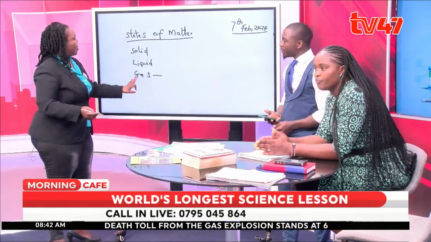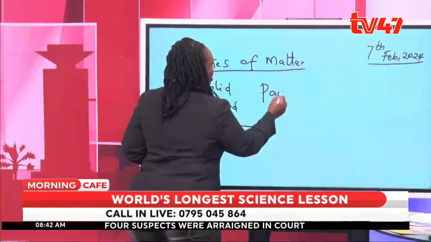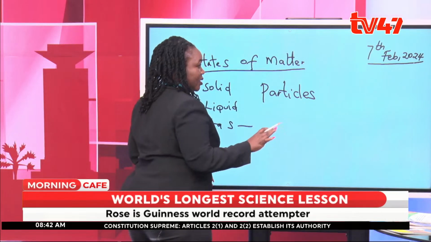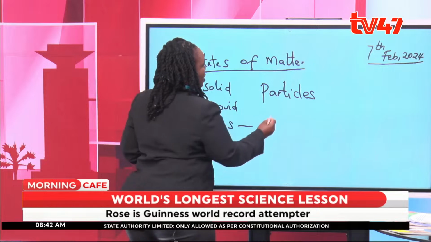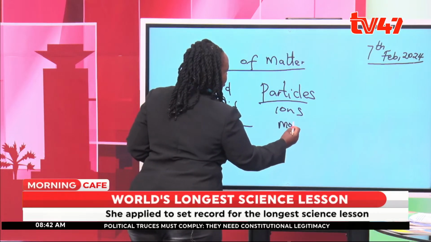So this matter is made up of what we call particles. There are types of particles, depending on what substance we are talking about. We have what we call ions, we have molecules, and Rose, the third one is?